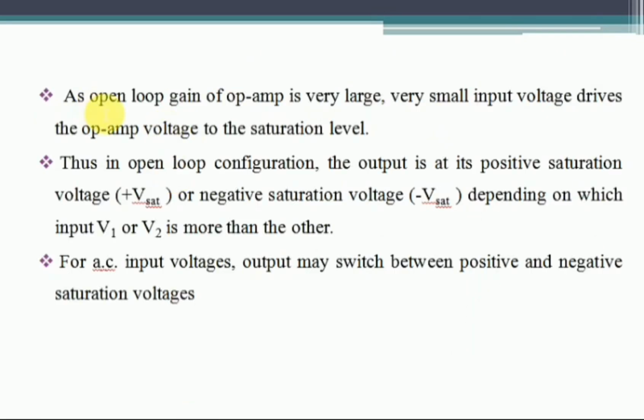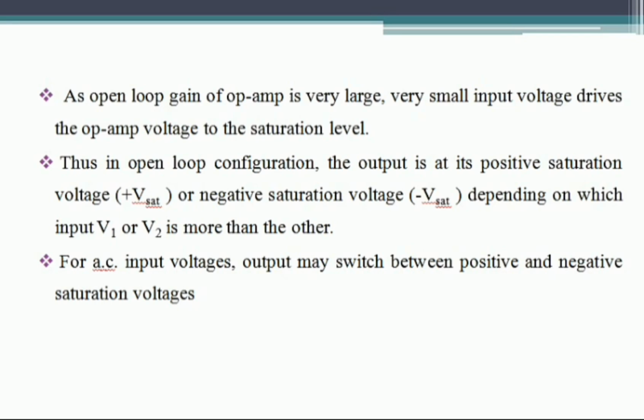The first point we have dealt with: the open loop gain of the op amp is very high. So a small input voltage will drive the op amp output voltage to the saturation level. This saturation level is nothing but a positive or negative voltage. In open loop configuration, the output may be at a positive saturation value or a negative saturation value depending on the sign of the input signal. That is for DC signals.